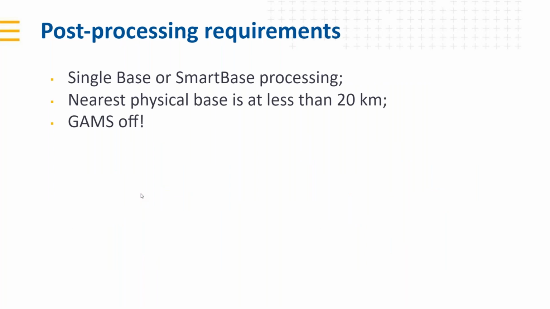A couple notes on the post-processing before going to TBC. It's good to use the single base or the smart base processing. The nearest physical base should be less than 20 kilometers. So it's good to use a real base station, not a virtual one. And an important thing is to turn the GNSS off in the post-processing, just to get rid of any GNSS-related heading errors in the data.